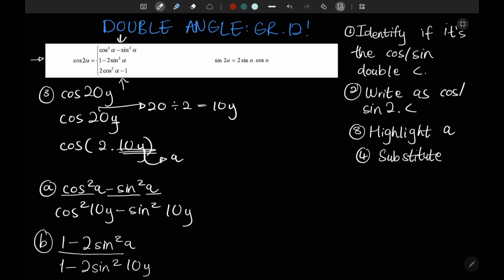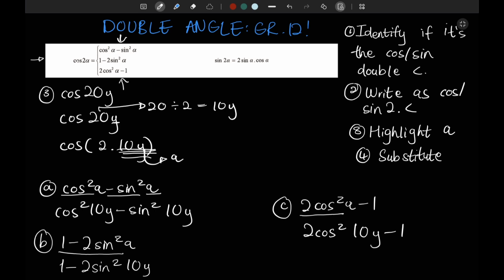Now let's say we had to substitute the third option. Let's write this as C, which is 2 cos squared alpha minus 1. You can also rewrite this in your question paper before you substitute. So you rewrite 2 cos squared, what is your alpha? 10y, minus 1. And that is how you solve for the cos double angle in trigonometry. Now let's do the next example.